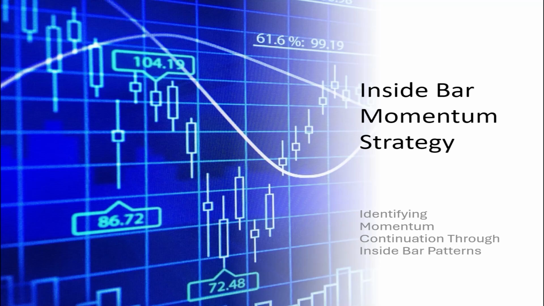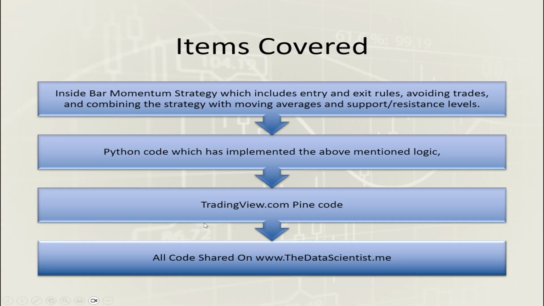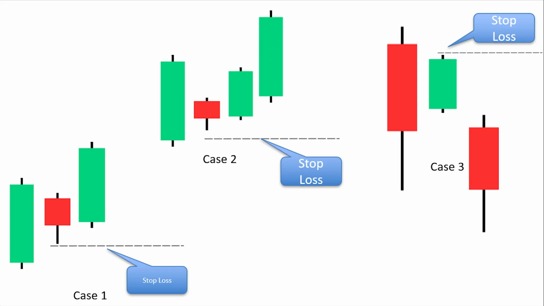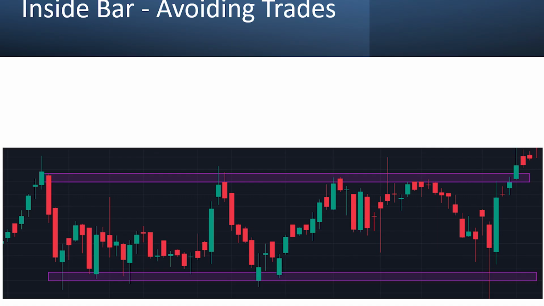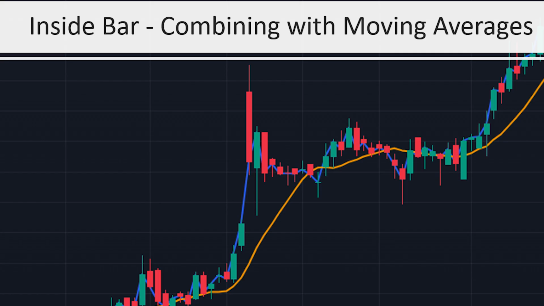So in this video, we'll be going through what the inside bar momentum strategy is. We will be identifying momentum continuation through inside bar patterns. The items covered in this video have basically three main sections, which include the inside bar momentum strategy, within which we'll have the entry and exit rules, and then we'll go through how to avoid the trades which can incur loss, and then we will combine this inside bar strategy with moving averages and support resistance levels.